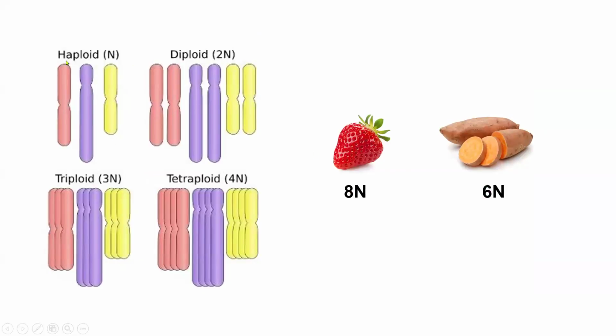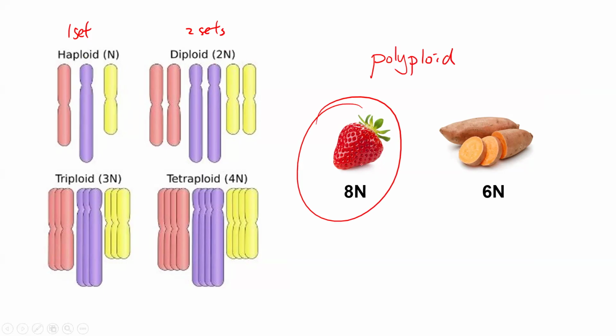So haploid is one set. This is not human, obviously, because there are only three chromosomes. Diploid is two sets, and other organisms can have three sets, which are called triploid, four sets, tetraploid, and anything beyond, we just call polyploid. Strawberries have eight sets, octoploid. Yam, sweet potato, they have six sets. We call them hexaploid.